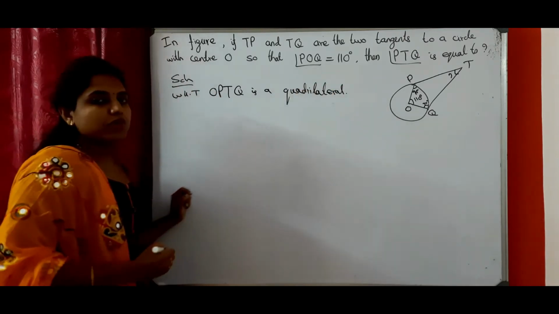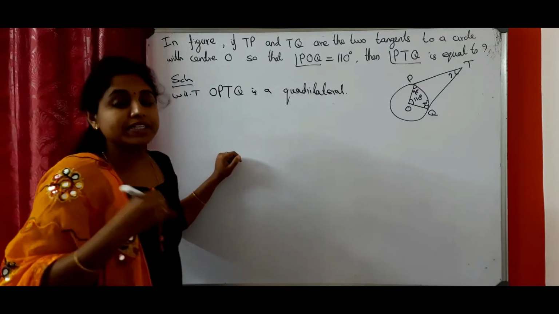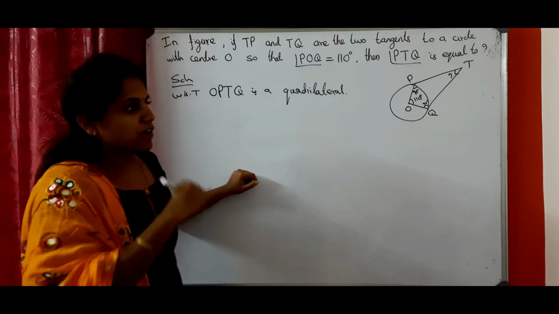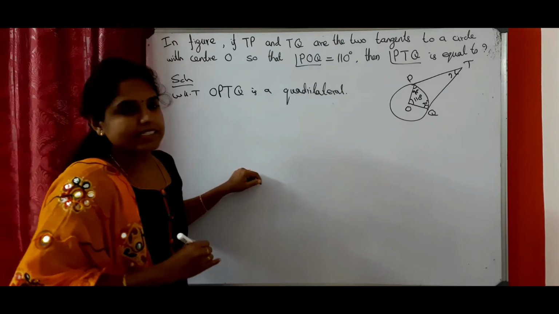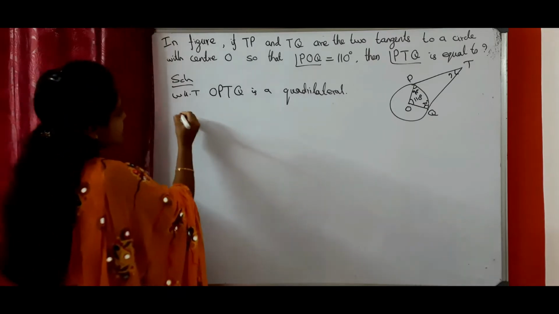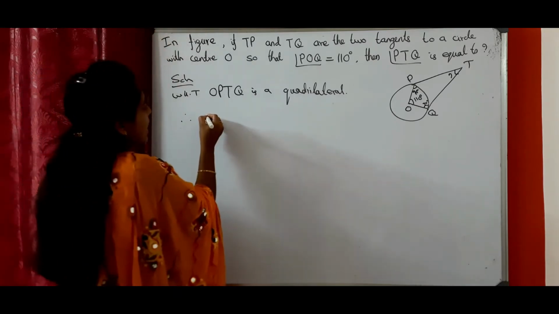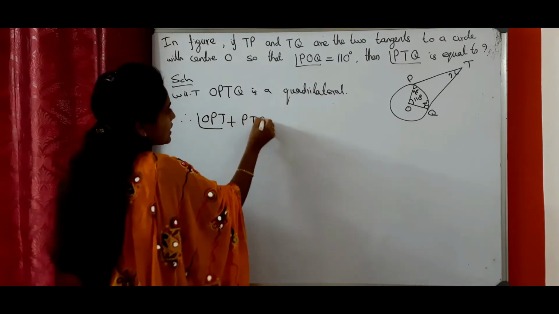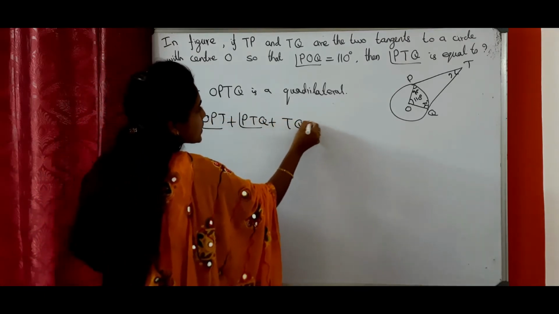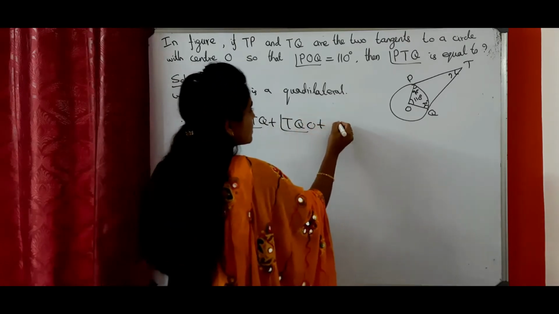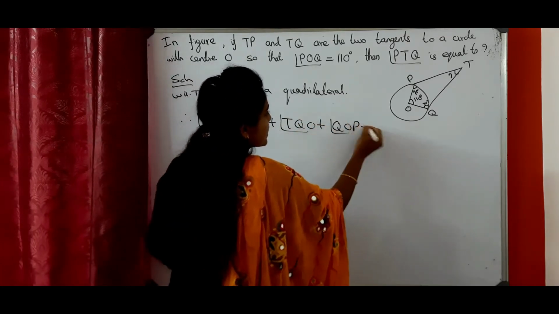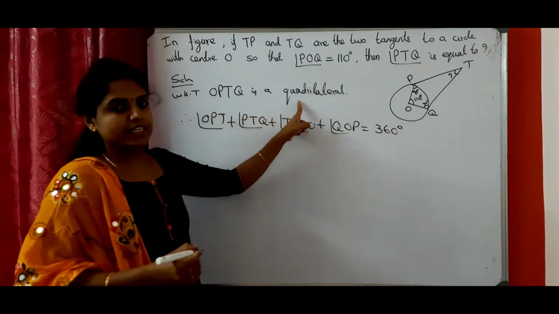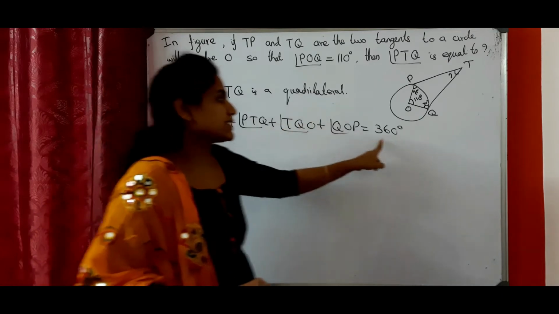We know that the sum of the interior angles of a quadrilateral is 360 degrees, right? Sum of all four angles equals 360 degrees. Therefore, we can write angle OPT plus PTQ plus TQO plus QOP equal to 360 degrees. Why? It is a quadrilateral, and quadrilateral means the sum of the interior angles is 360 degrees.